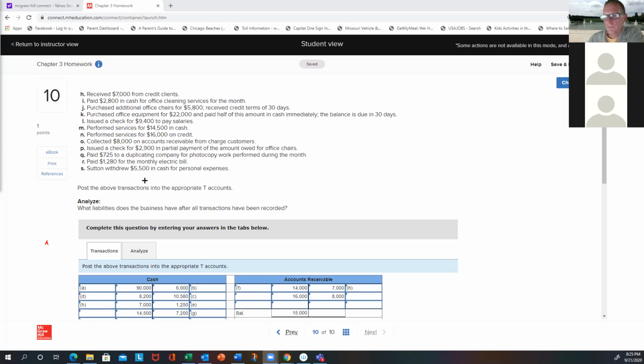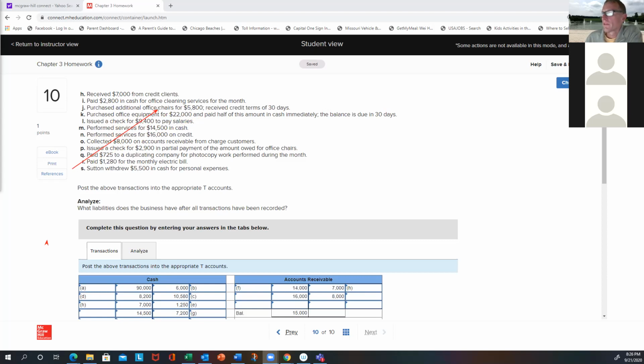And then you said for J, the 5,800, purchased additional office furniture for 5,800, received credit terms of 30 days. It goes under accounts payable. I already had that. So what other category would that go with? Okay, so you have accounts payable, and then that would be office furniture right there. So would that be credited? Well, ask yourself, what are you doing with office furniture? That's an asset. You're just adding to it. Okay, so you're saying increase, right? Yeah. And it's an asset. How do you increase an asset?